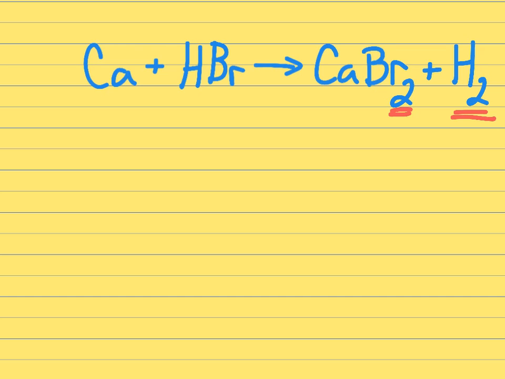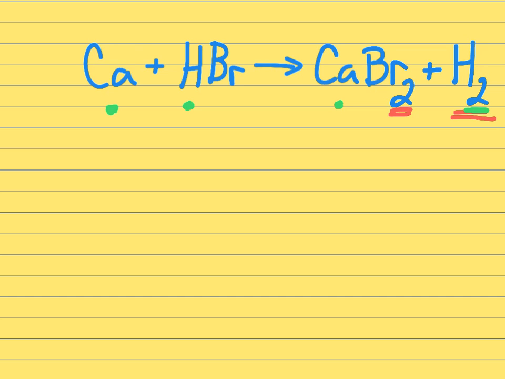All right, so let's start counting. With Ca, we have 1 Ca here. In our reactants, we have 1 in our product. So everything is balanced so far. Let's move to the H. We have 1 H hydrogen in our reactants, but we have 2 hydrogens in our product. So we need more hydrogen.